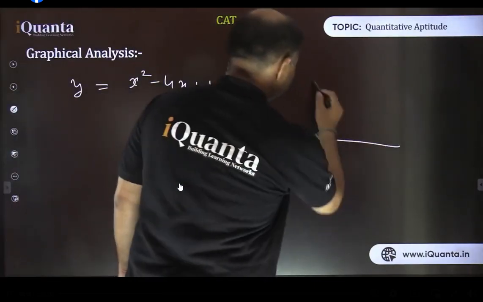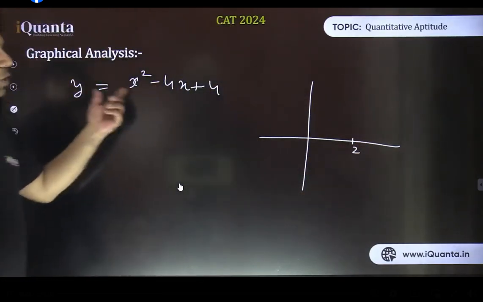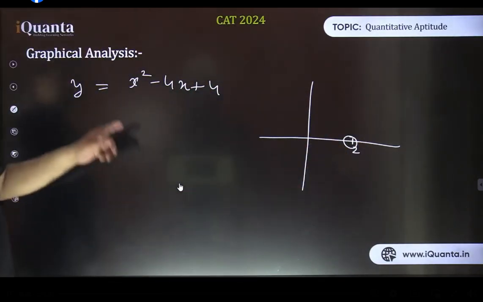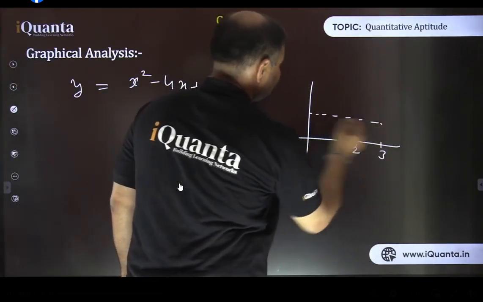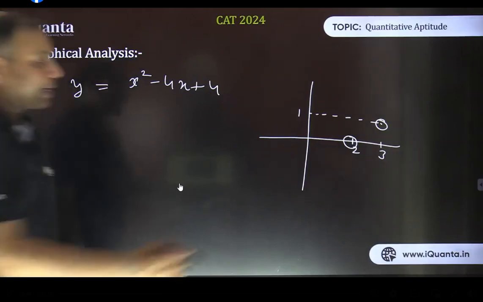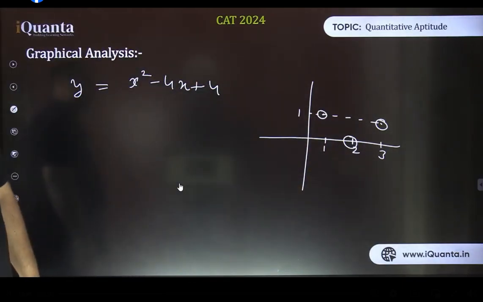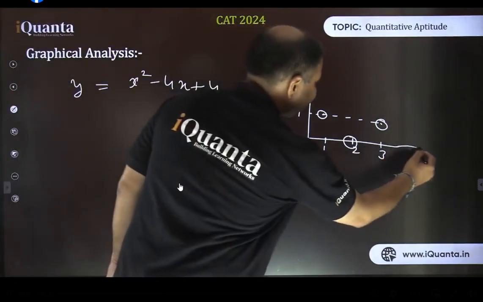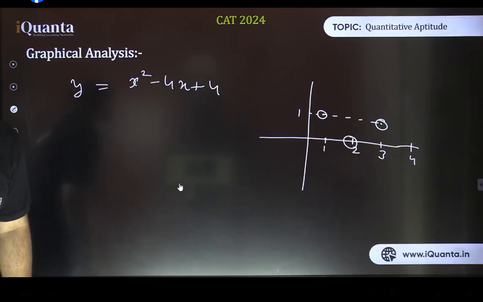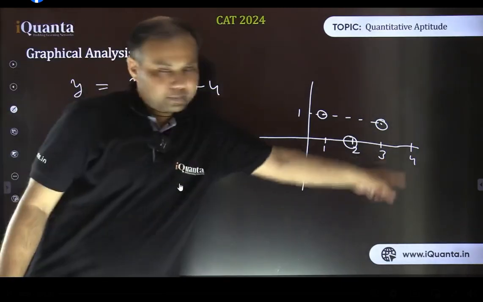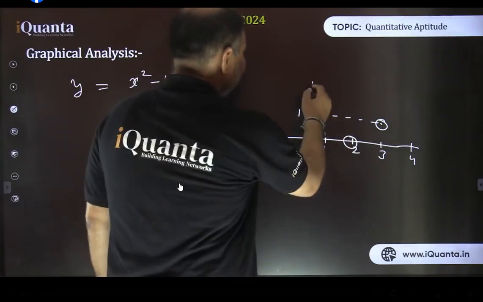So if I see the graph, at x equal to 2, the value of y was 0, so it was here only. And if I use x equal to 3, then we are finding the value of y as 1. And at x equals 1, also the value of y is equal to 1. Okay, let's check one more value. If I put x equals 4, can you find out the value? It's 4, right? So at x equal to 4, the value comes out to be 4.